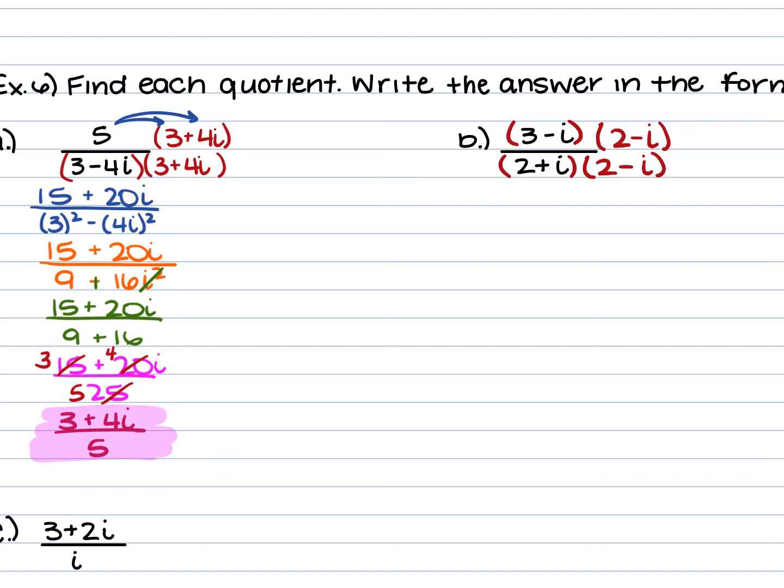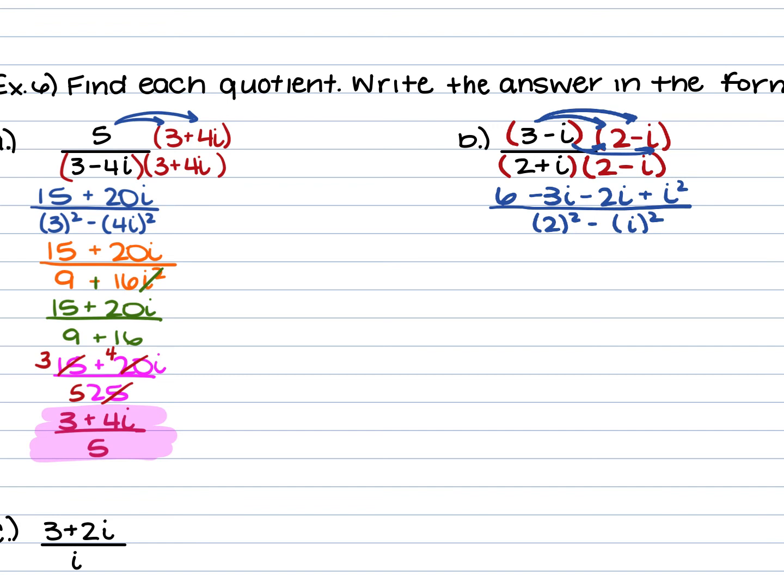We're going to FOIL for the top. So 3 times 2 gives us 6. 3 times negative i is negative 3i. Negative i times 2 is negative 2i. And negative i times negative i is a positive i squared. This is all over that 2 plus i times 2 minus i. So we're going to take the 2, square it, minus i squared.